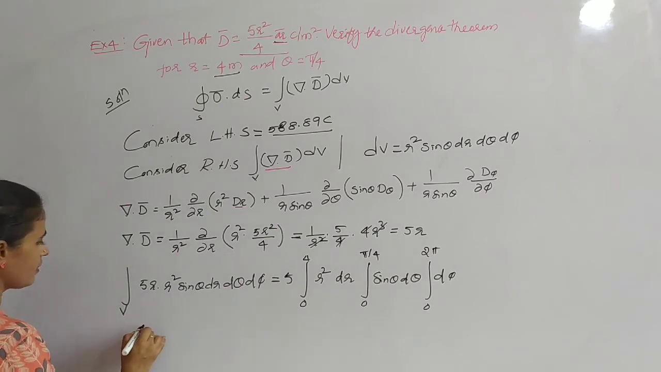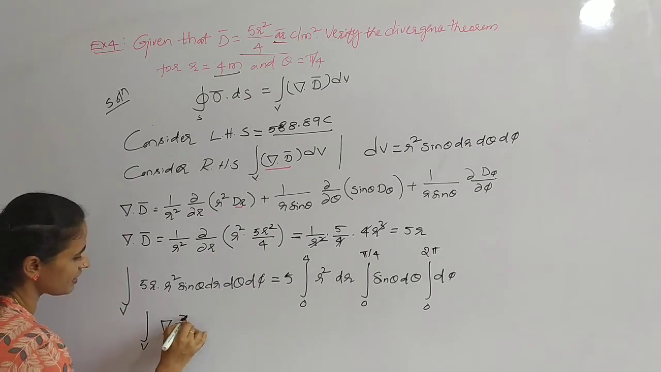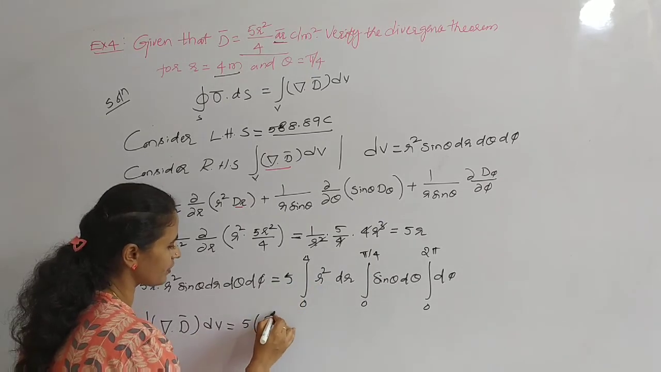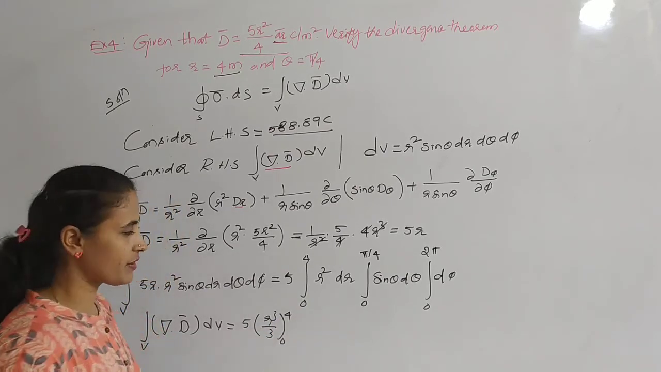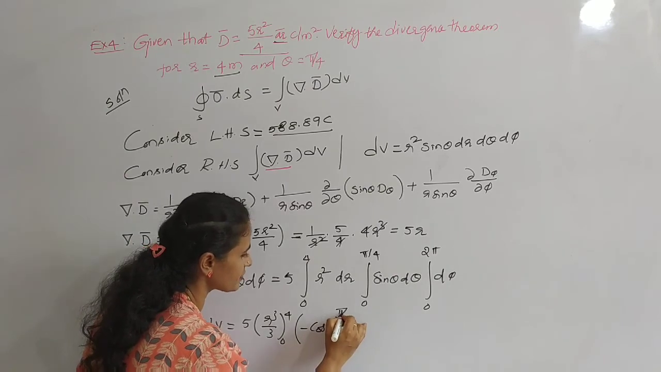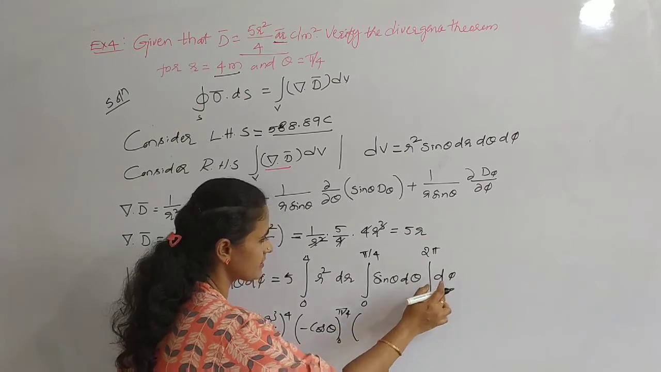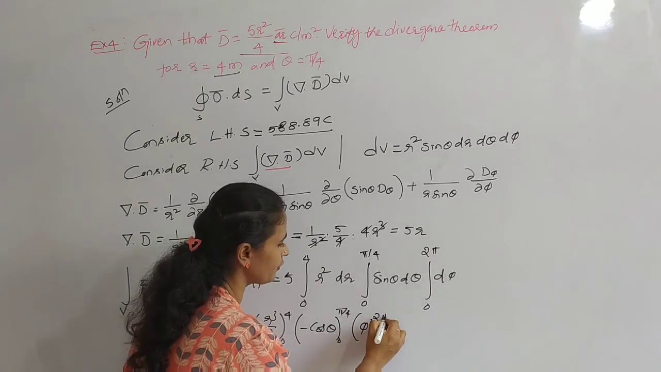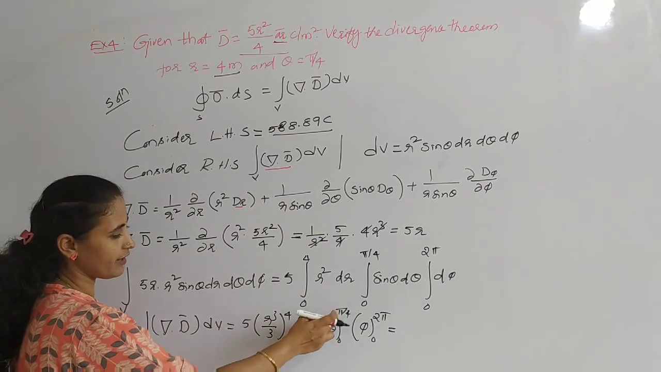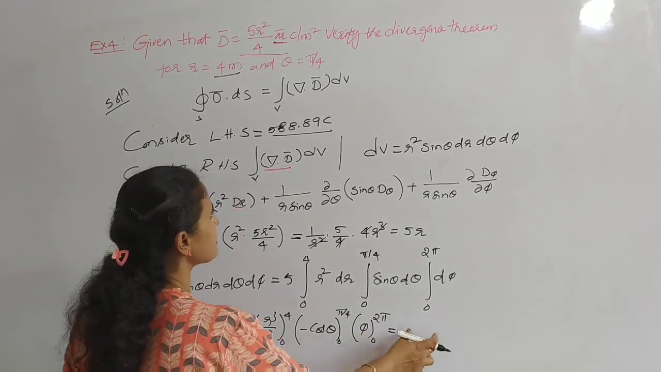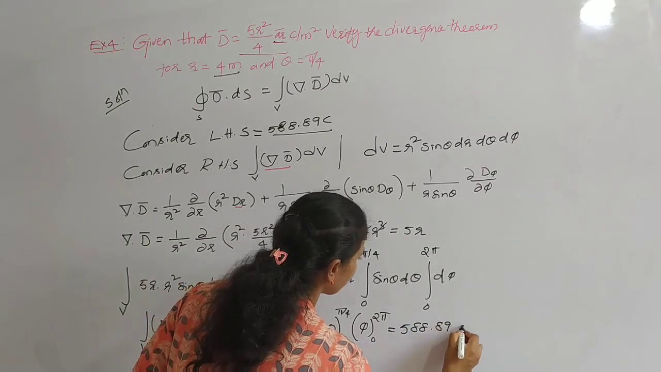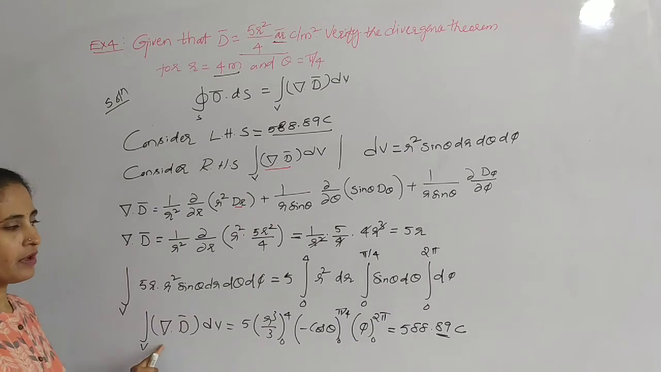Okay. So the volume integral of divergence of d bar is given by 5 into the integration of r cube, which is r power 4 by 4, with the range from 0 to 4. Integration of sin theta is minus cos theta, with the range from 0 to pi by 4. And this is phi with the limits of 0 to 2 pi. After substituting the value of r as 4, and simplifying this, you are going to get 588.89 coulombs. Okay, you are going to get this value.